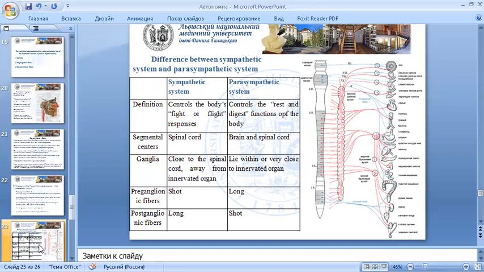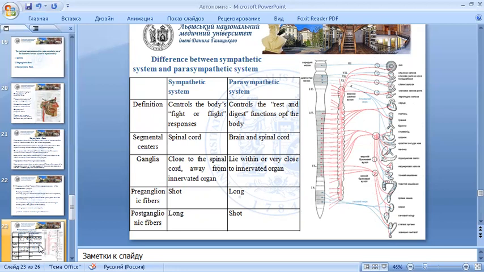First of all, the sympathetic system controls the body's fight and flight response. Opposite to it is the parasympathetic, which controls the rest and digest function of the body. Segmental centers of the sympathetic system lie in the spinal cord, in the intermediolateral nucleus. Segmental centers of the parasympathetic system lie in the brain and spinal cord: the parasympathetic nuclei of the cranial nerves and the sacral parasympathetic nuclei of the spinal cord.